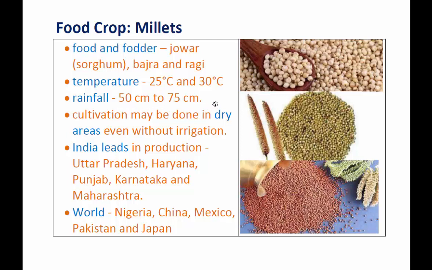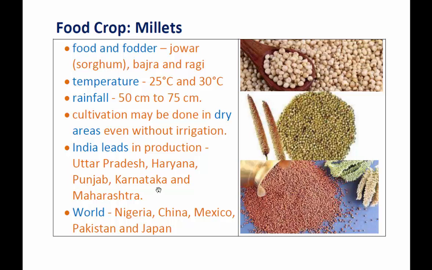And also, one of the advantages is that millet cultivation may be done in drier areas also, without irrigation. Okay, so India produces a large amount of these millets. India leads in the production of millets. And as far as the states are concerned, Uttar Pradesh, Haryana, Punjab, Karnataka and Maharashtra lead in the production of these millets.